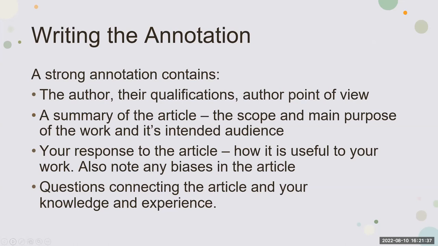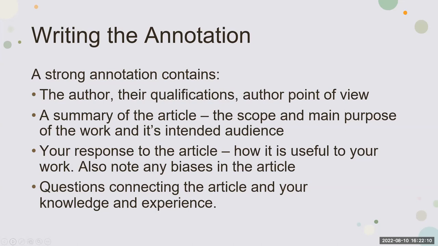So when you're writing the annotation, a strong annotation is going to contain the author, their qualifications, and their point of view. A summary of the article, meaning that you look at the author's theses and then the main points they want to make about the theses, look at the content and the scope of what this article was about, the main purpose, and also who it is intended for. Is it intended for a colleague, or is it intended for someone who has never discussed this before?